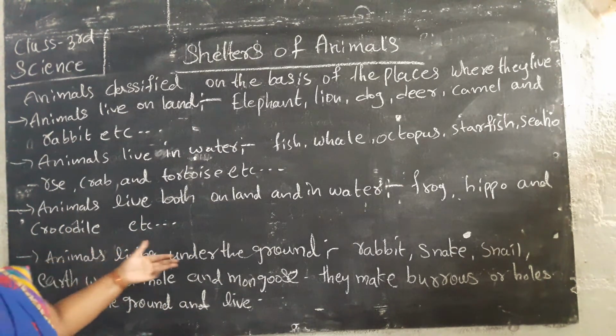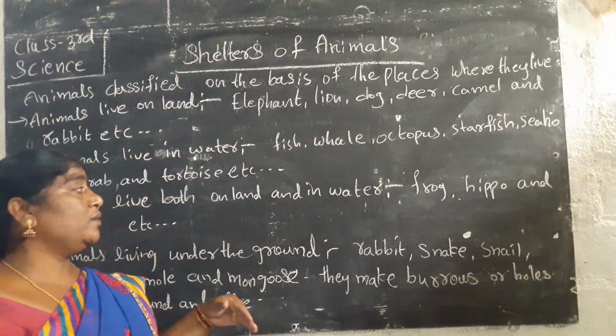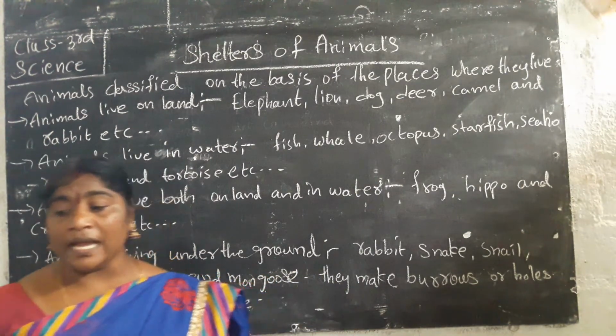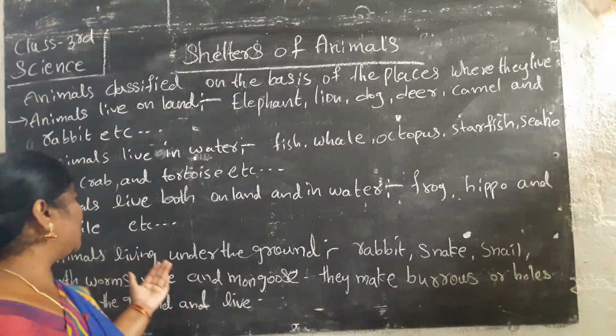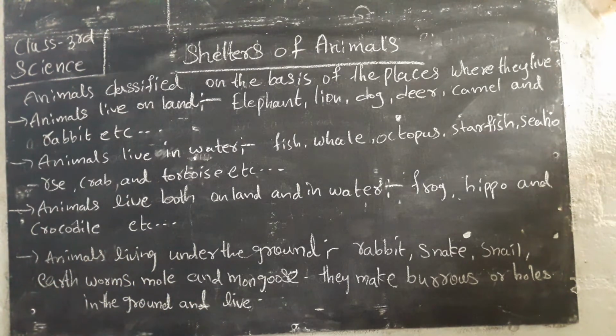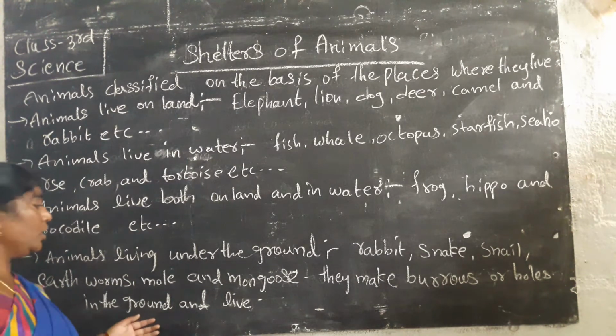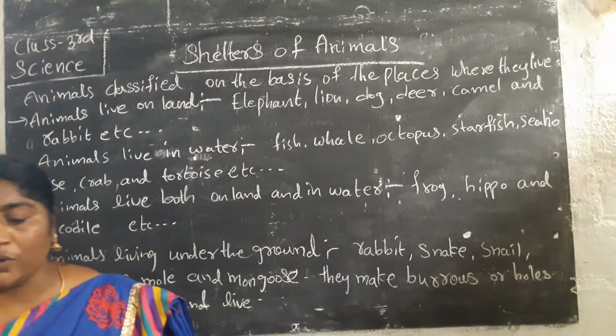And some animals live under the ground. Those animals are called underground animals. Examples: rabbit, snake, snail, earthworms, moles and mongoose. These animals live under the ground, and they make burrows or holes in the ground to live in. See, look at the picture.